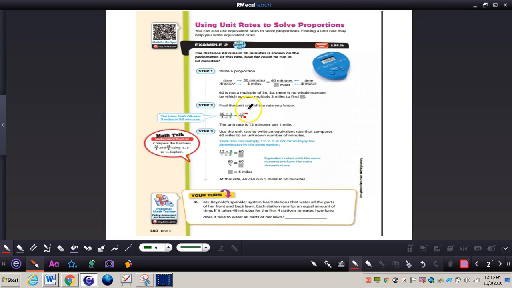So it's important to get down to that unit rate and then take a look at what information is given to you, 60, and then we figured out 12 minutes times 5 gives us 60. So then we multiply that 1 mile by 5 as well, finding again that at this rate, Ali can run 5 miles in 60 minutes.